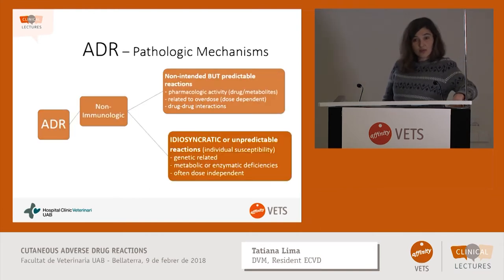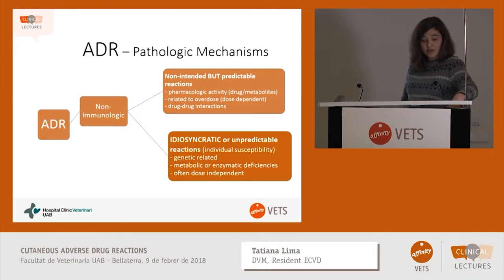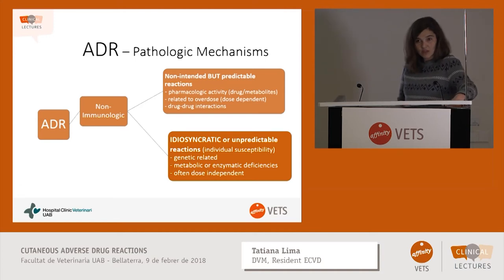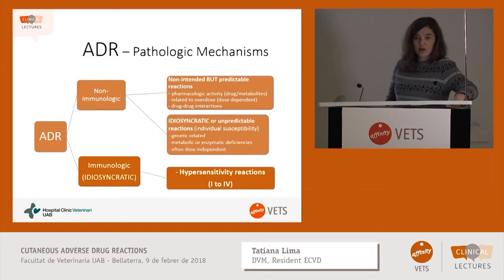Then we have the idiosyncratic or unpredictable. These are the reactions that are related with the characteristics of the patient. They're not as predictable because it's not related with the drug, but with the patient. There are individuals that may have this kind of reaction by a non-immunologic way, because they miss an enzyme or they have a deficiency in the metabolic pathway. The typical example is collies that have the mutation on the MDR1 gene that codes for a glycoprotein and makes them intolerant to ivermectin. But the most common idiosyncratic reactions are immunologic. And this will be the focus of the presentation today.